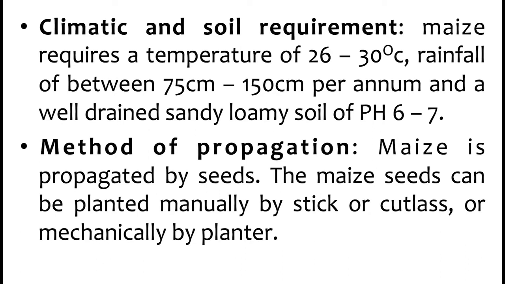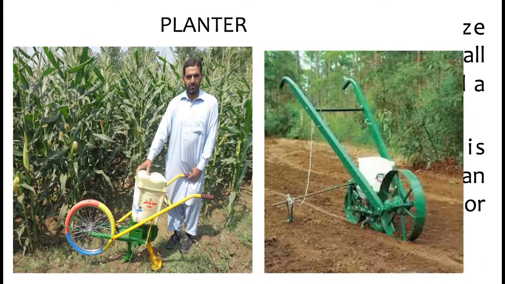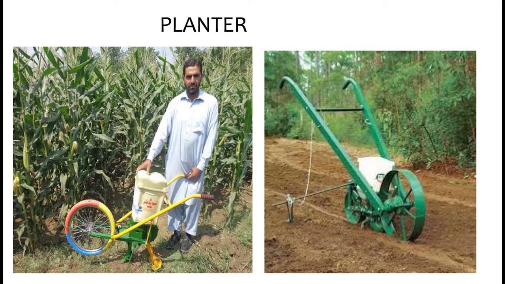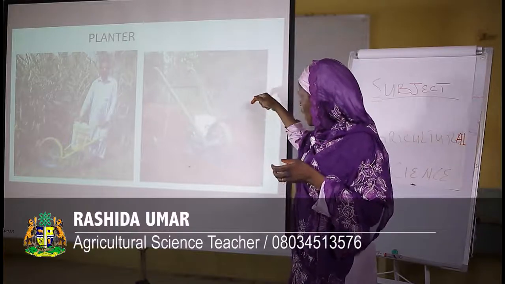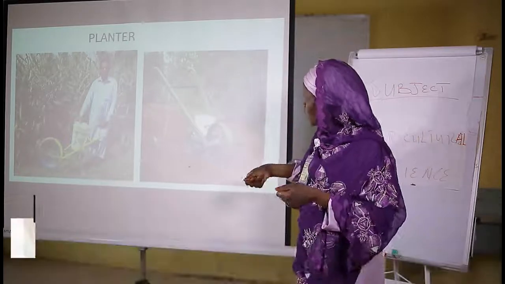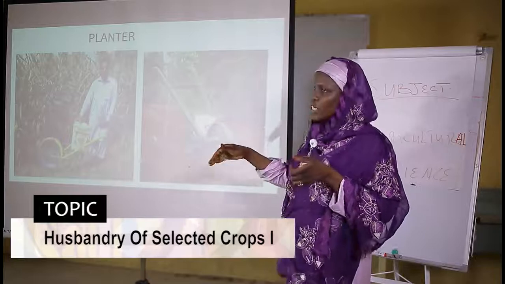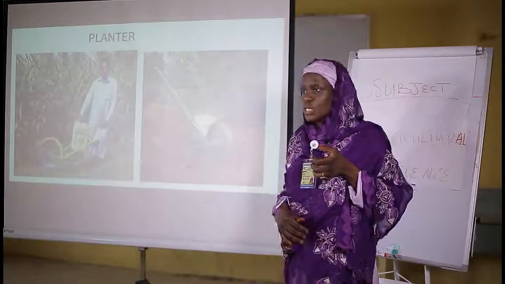By using your planter. This is a diagram showing you 2 different types of planter, whereby you just put the seed in that container and as you are trolling the planter, it will be what? Displacing or dispatching the seed.